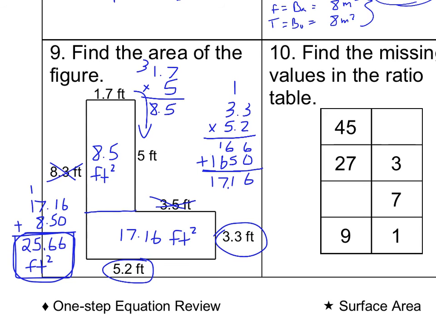And so to save time, I did the work while I was paused, and you can see that here's my 1.7 times 5, my 3.3 times 5.2, and then my addition of the 2 different areas. Obviously, this is not to scale because 1.7 looks to be the exact same as 3.3, but that's okay. 25.66 total feet squared for our area.